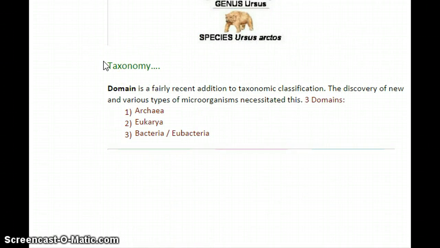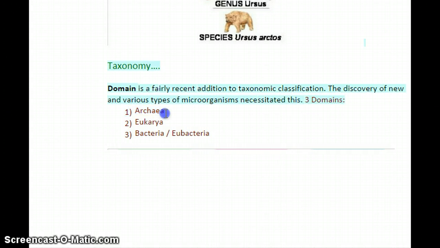A little bit about taxonomy, so a little bit about this classification process. Like I said, kingdom used to be the largest category. You start with kingdom and you work your way down, and it's broken down even further. But domain is kind of a more recent addition to this classification. So we've basically come to this conclusion based off of studying microorganisms. So there's three domains of living things.